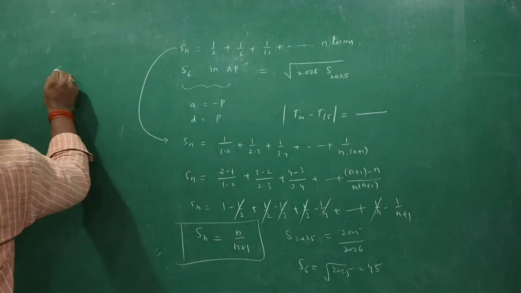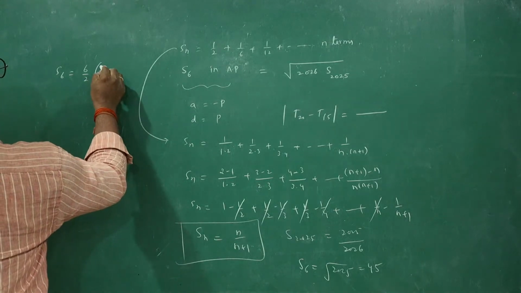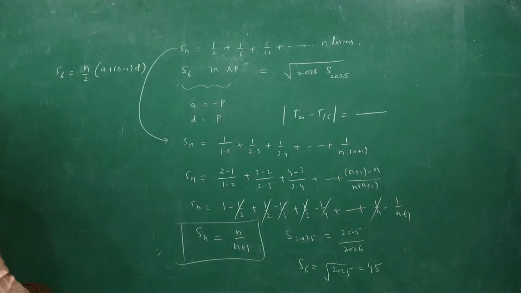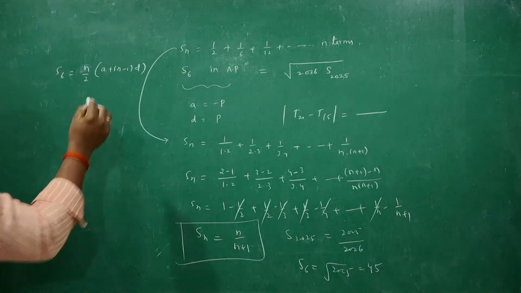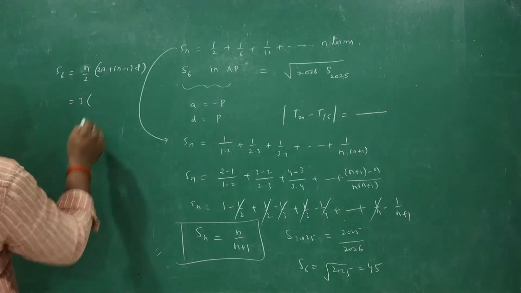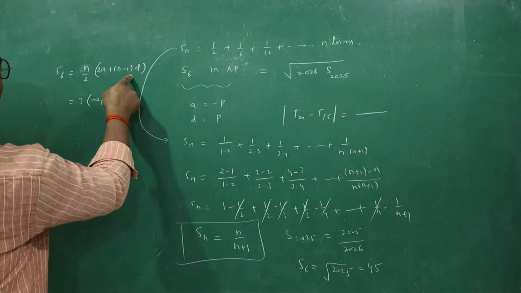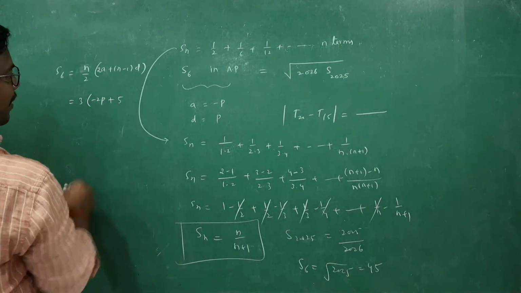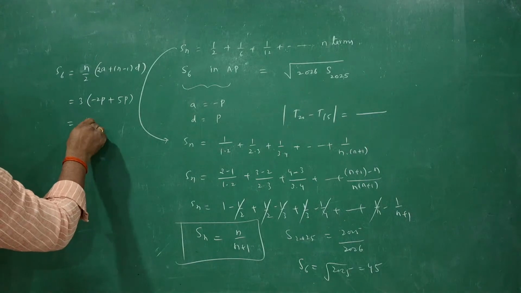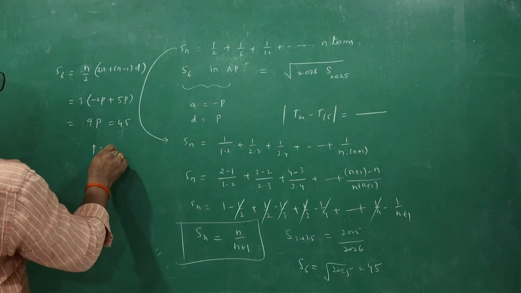written as the sum of 6 terms, n by 2 into a plus n minus 1 into d, n by 2 into 2a plus n minus 1 into d it is. Okay, n is 6, by 2, 3, next 2 times of a, that is minus 2p, next plus n minus 1 is nothing but 6 minus 1, that is 5, d value p, 5p, from that you have to remove 2p, 3p and it is 9p. Already you have S6 is 45, 9p is 45 and then the value of p is 5.